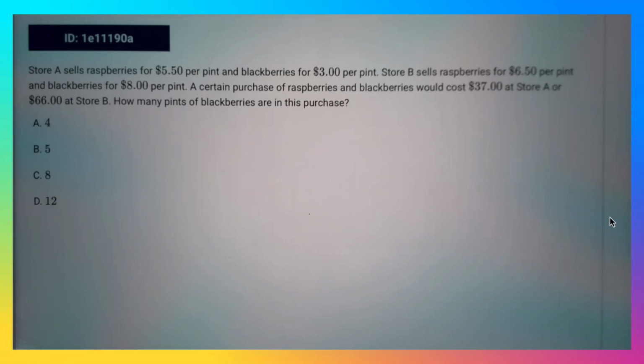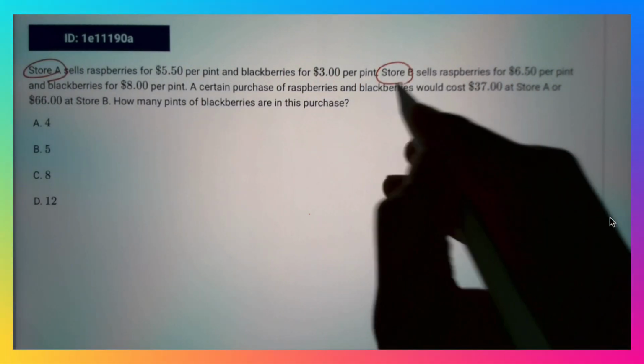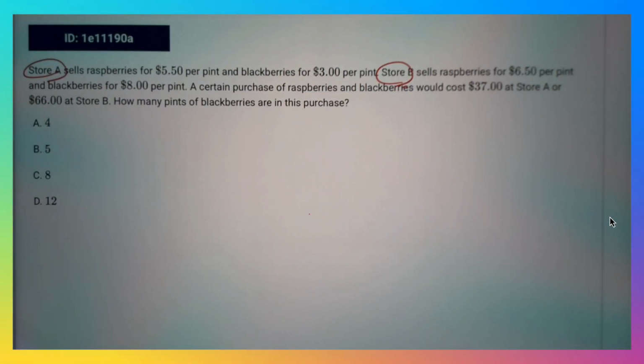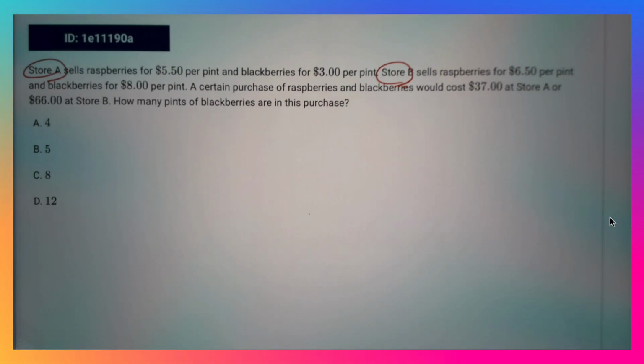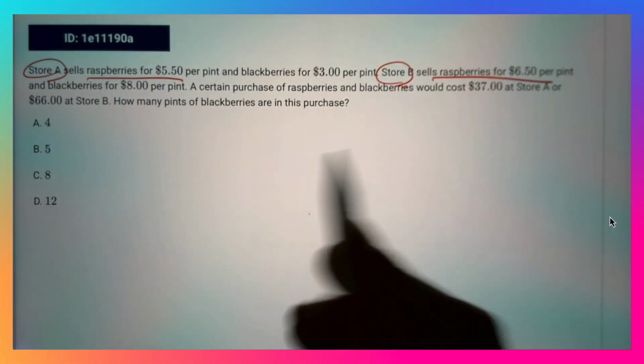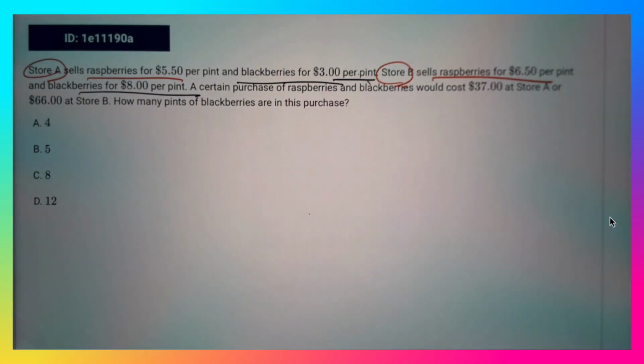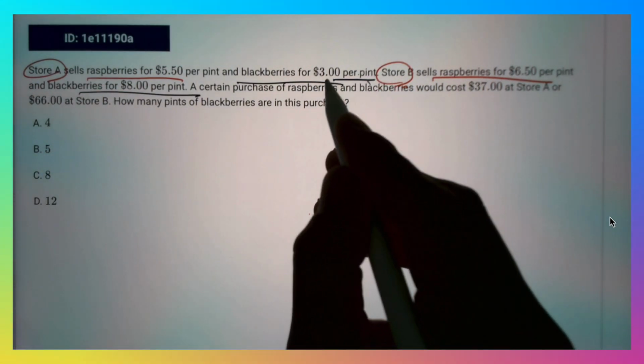Store A sells raspberries for $5.50 per pint and blackberries for $3 per pint. So we have store A, and then we'll have a store B. Store B sells raspberries for $6.50 per pint and blackberries for $8 per pint. So for raspberries, I will use a red color, and for blackberries, let's use a black color. Okay, and pay attention to the given unit, dollars per pint.